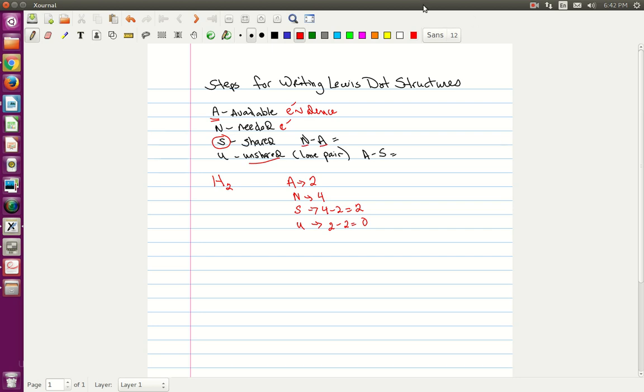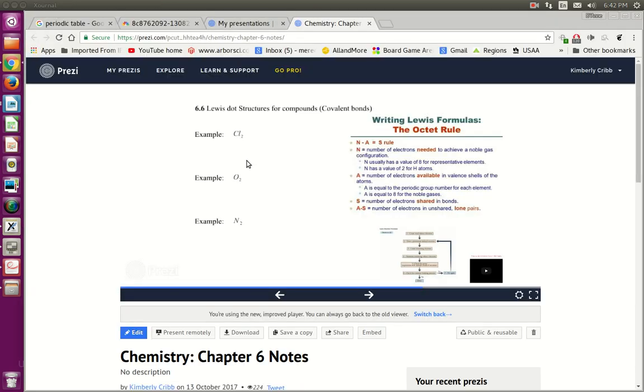Hi students, today we're going to talk about steps for writing Lewis dot structures, and I'm going to look at the Prezi real quick with you for a moment. This is the Prezi, and this is where this begins. I will have either talked to you about the Lewis dot structures for these three molecules and additional ones, and then this is a review, or you're just learning this and we'll go back over it and it'll be a review.